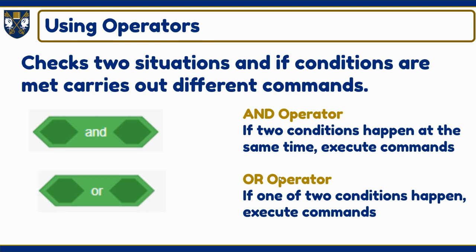We're also going to be using operators, and there are two different kinds of operators. The AND operator checks that two conditions happen at the same time, and if they are, it executes the commands. The OR operator checks if one of two conditions is met. So for the difference between the two, the AND operator is looking for two conditions to be happening at the same time. The OR operator is checking if one of two conditions might be happening, and if one of them is happening, then it can execute the commands.